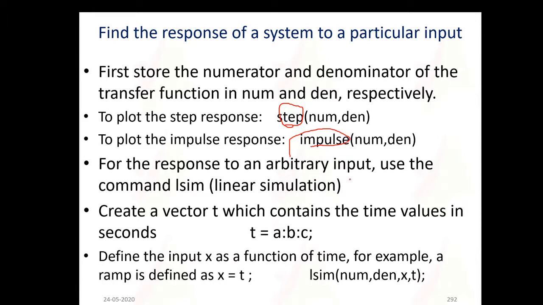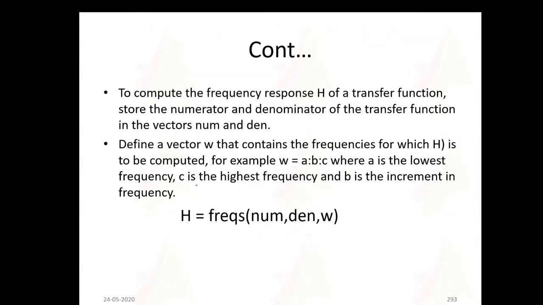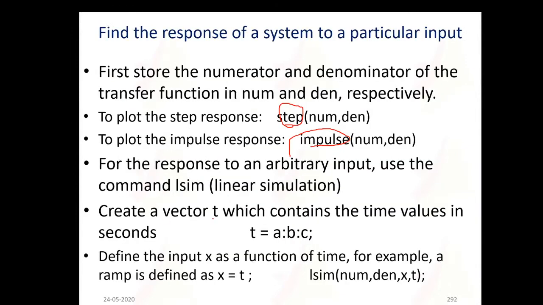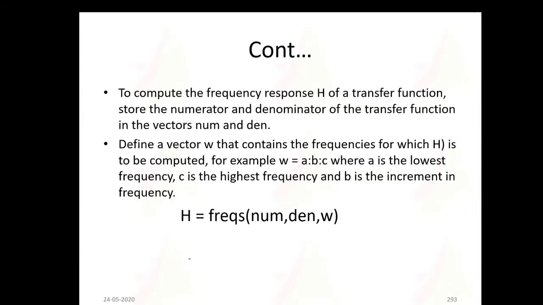For the response to an arbitrary input, use the command lsim. Okay, sometimes you need this one. So you create a vector t which contains the time values in seconds. So what you are going to do? t equals 0 colon 50 colon 1000. Define the input vector, that is the input vector x function. For example, a ramp function, which is linearly increasing. By using the inbuilt functions like step, impulse, lsim, you can give, or otherwise you can create your own vector which contains the time values in seconds that may be given as the input also.